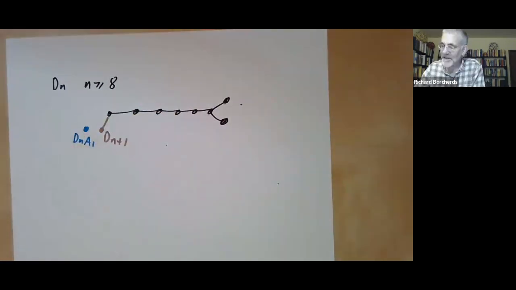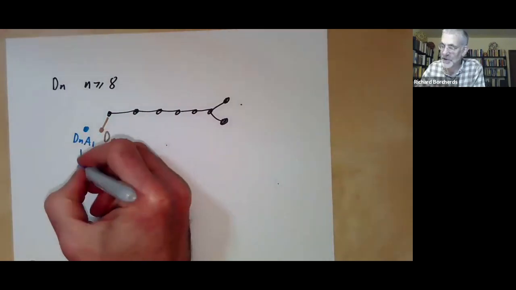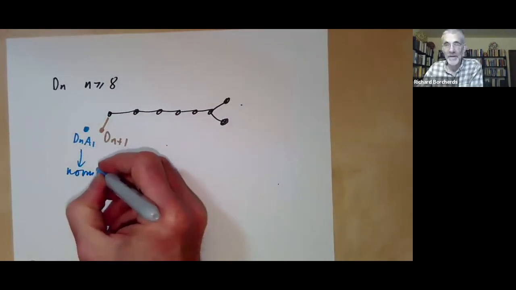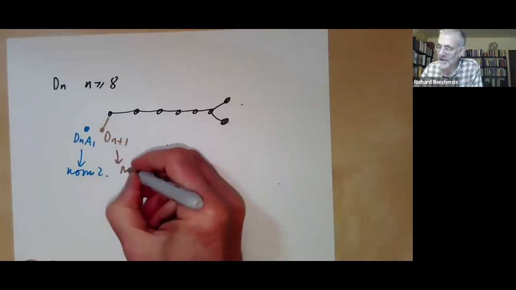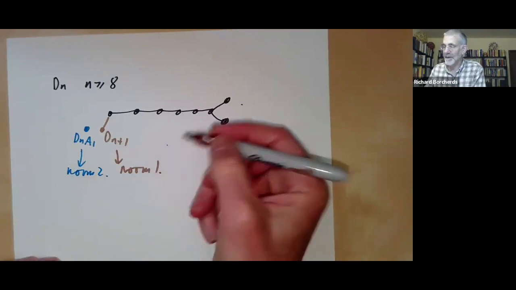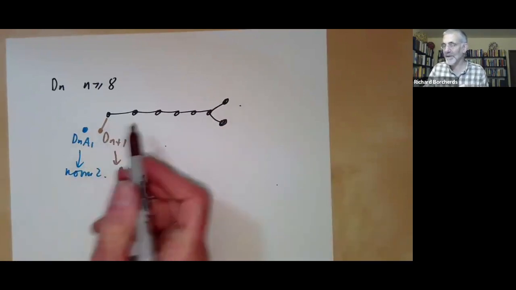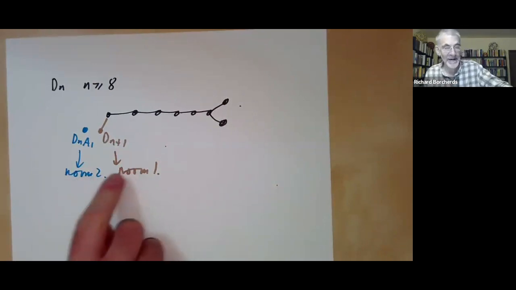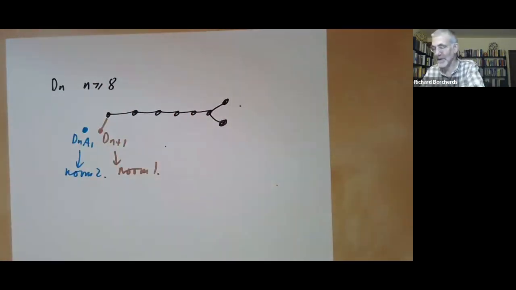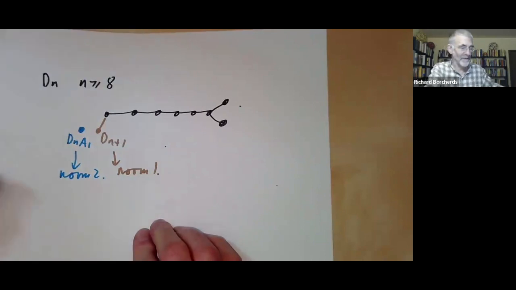And these vectors of the Leech lattice give us the norm 2 vectors of Vinberg's Dynkin diagram, and these ones give us the norm 1 vectors. So if you write down the Dn for n greater than or equal to 8 and find the appropriate vectors in the Leech lattice, you exactly get Vinberg's diagrams. Now let's look at what happens for smaller n.